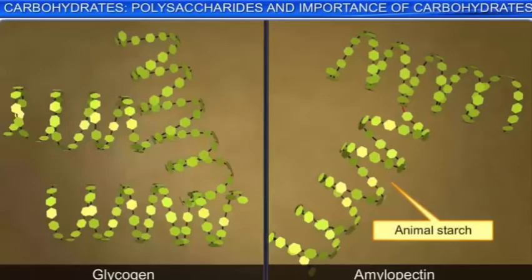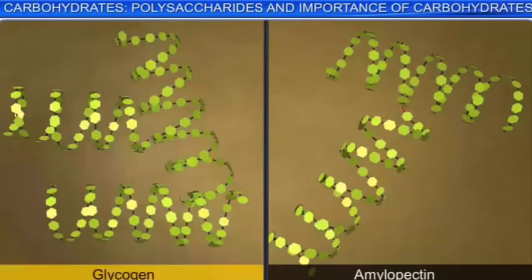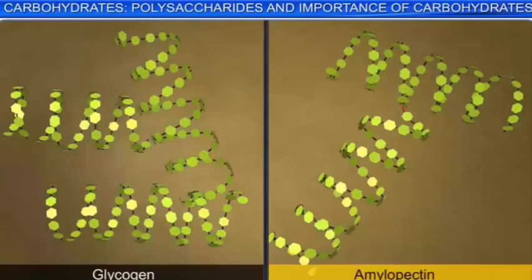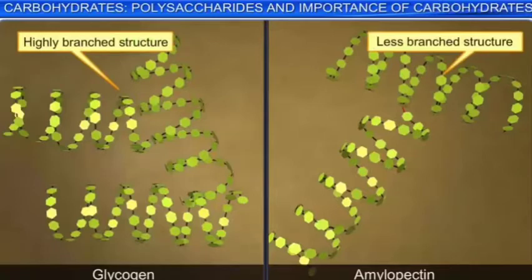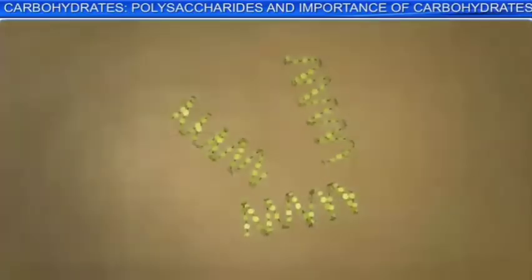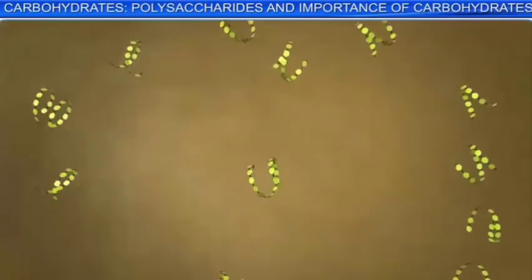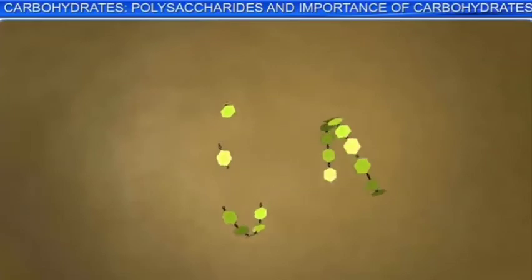The structure of glycogen differs from that of amylopectin in that the molecules of glycogen have a greater degree of branching. Enzymes break down glycogen that is stored in the liver and muscles into glucose when the body needs it.